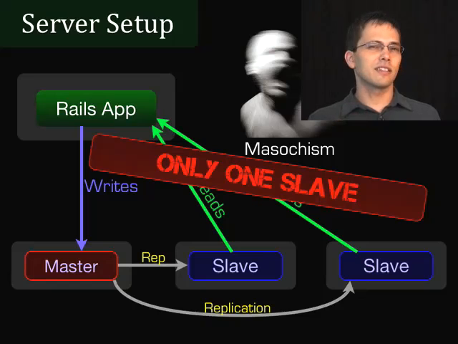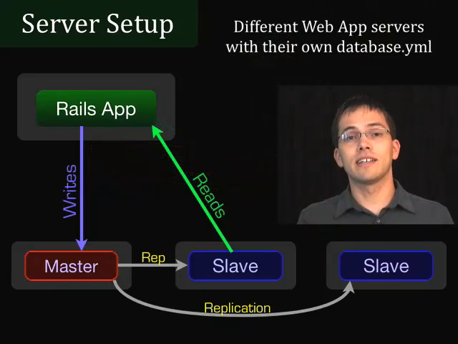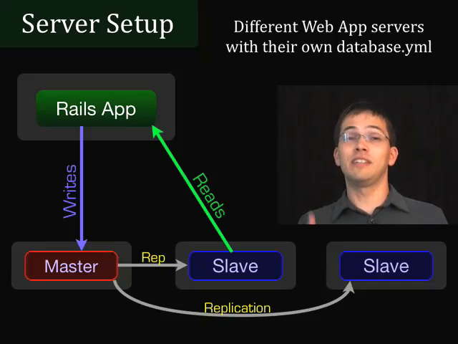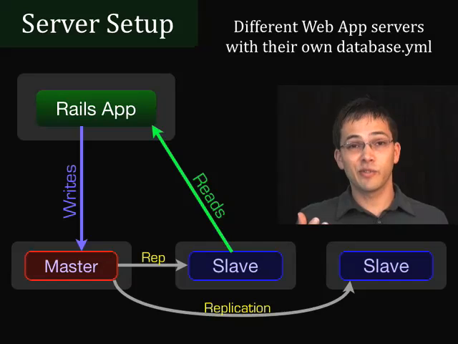One drawback that I found using the masochism plugin is that it only supports one slave. And at first I thought this was kind of frustrating. Well, I want to add multiple slaves so that my application, which is read heavy, can read to all my slaves. What I eventually realized is that if your application is big enough that you need multiple databases, odds are you're going to have multiple front-end servers as well.